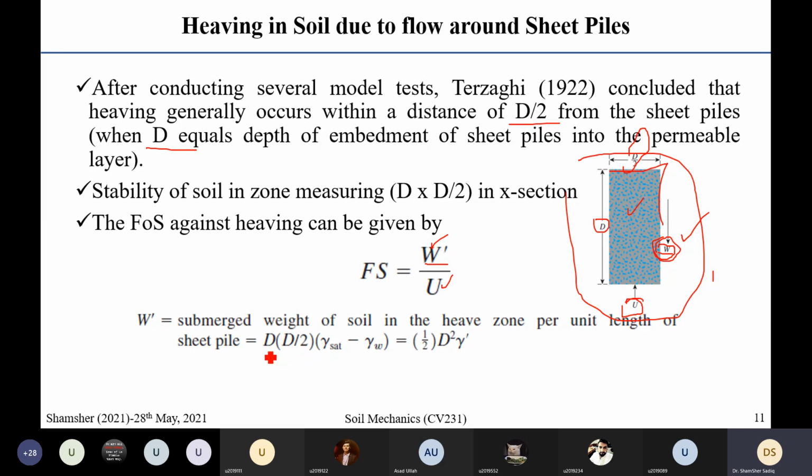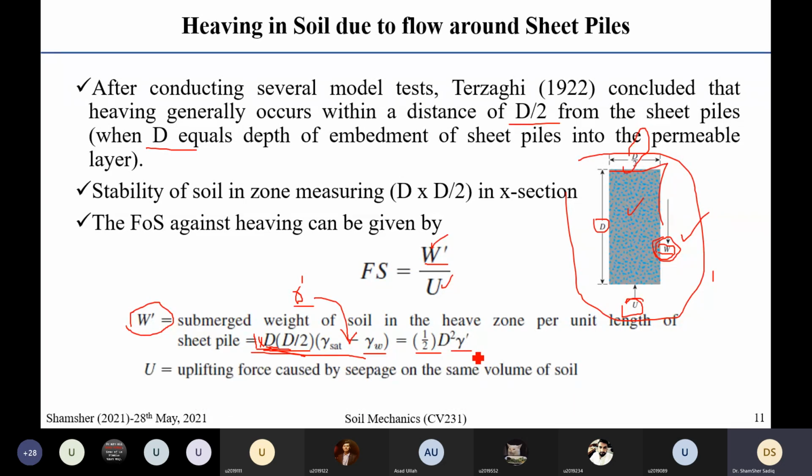It is very simple. This is the volume, because out of plane you will take 1 meter. So D is the depth, d/2 is the width, and 1 meter, so this is the volume. Then you multiply it with gamma submerged, the submerged density of the soil. So this is the volume multiplied by density, which is the weight. You know submerged unit weight is equal to gamma saturated minus gamma W. If you rearrange this equation, it becomes 1/2 d square gamma submerged.